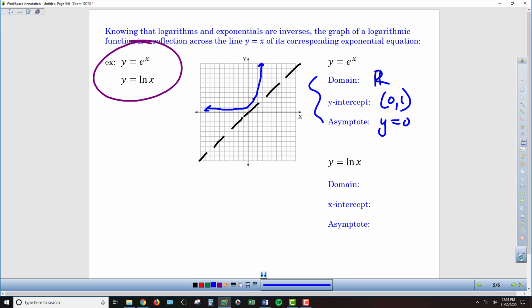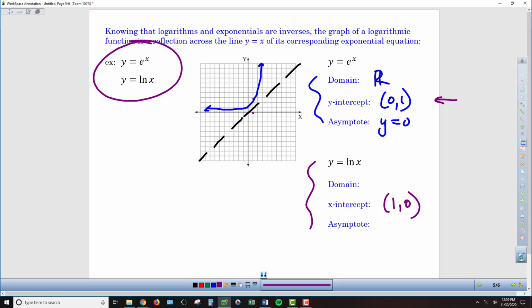If we didn't plug in any numbers, we could still generate the graph of the natural log of x just by knowing that it's the inverse of e to the x, and therefore it's just the reversal of all of our x and y coordinates. So if the exponential graph goes through (0, 1), our graph for the natural log of x is going to go through (1, 0). We're going to have an x-intercept at (1, 0).